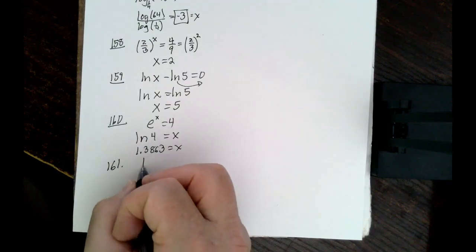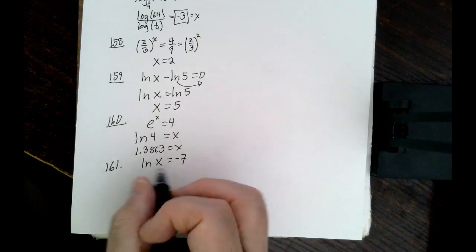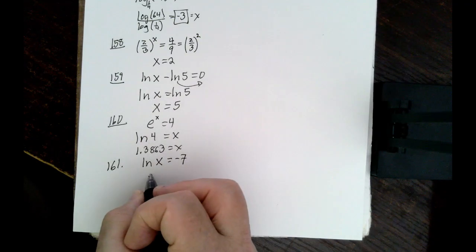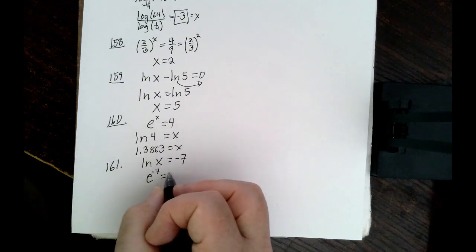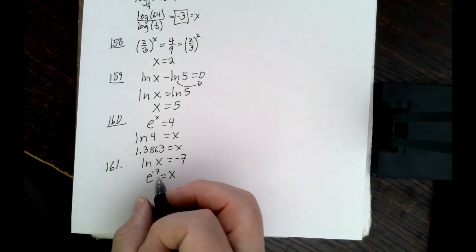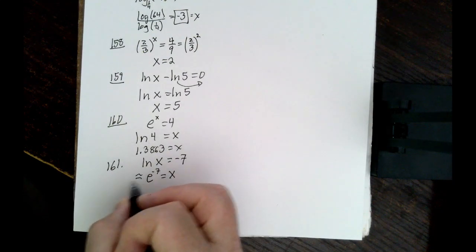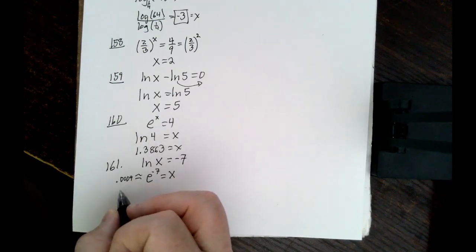161. ln of x equals -7. So the equivalent statement is you got base e raised to that power equals x. And so just e to the -7, which is approximately 0.0009, very small number.